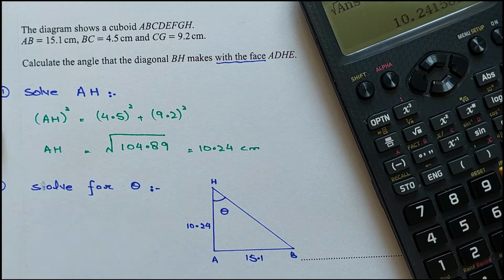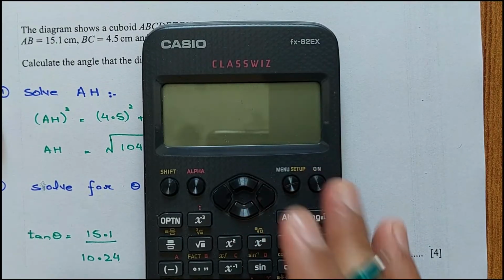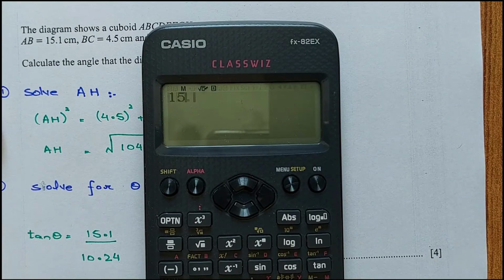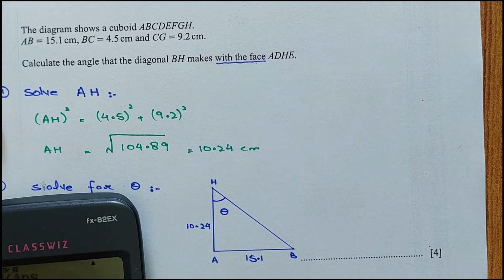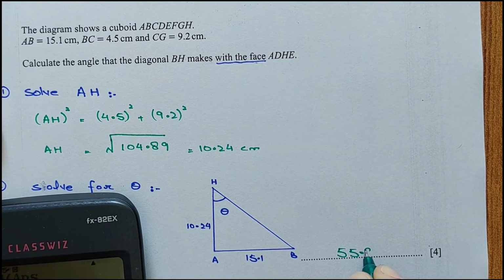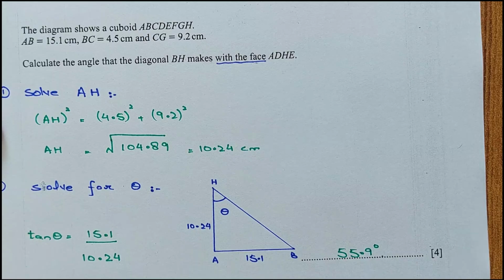The opposite and the adjacent sides are given. So using the tangent ratio, we can easily get theta. So tangent of theta, the opposite side is 15.1 and the adjacent is 10.24. Theta is tangent inverse of 15.1 divided by 10.24. Tangent inverse of the answer is 55.85. So 55.86, or 55.9 degrees, is the angle that the diagonal makes with the face.